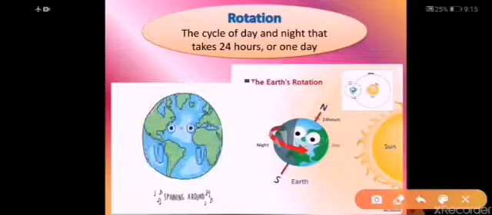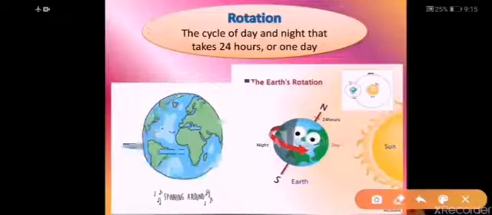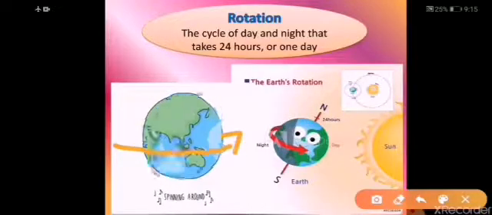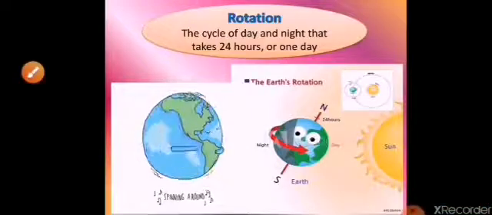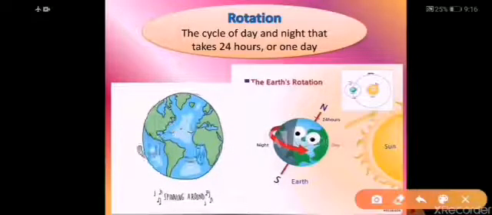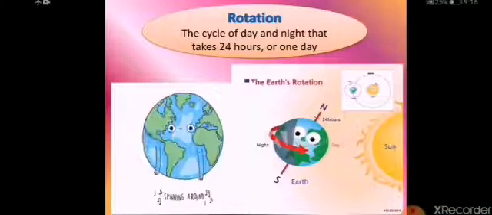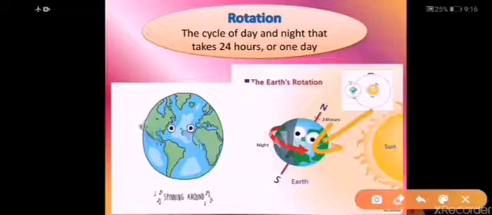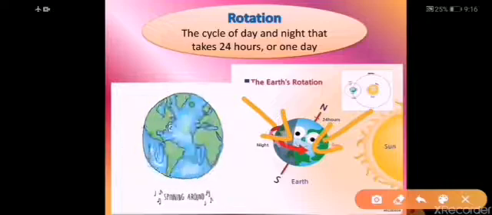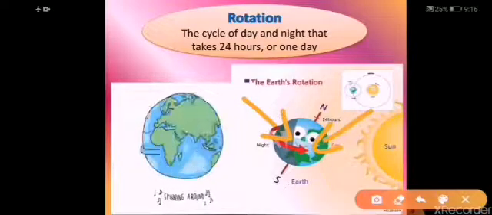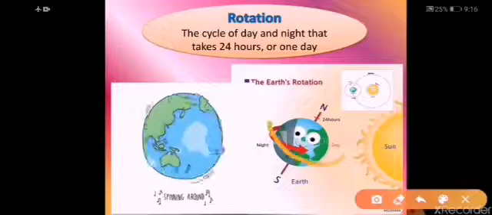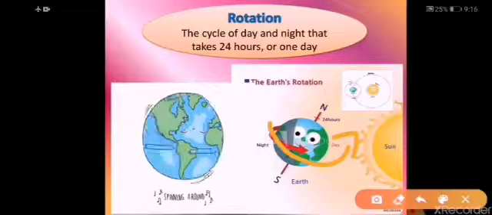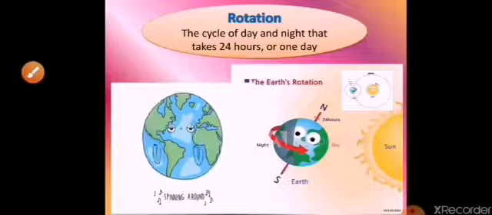Number one, the rotation means the cycle of day and night. It means that when the Earth is moving around itself like that, it causes the changes in day and night. If you look here, you will find that this part of the Earth that faces the sun will have daytime. Here is the day. And the opposite side of the Earth that is far from the sun, or points away from the sun, will have night time. And when the Earth moves around itself, it will make the day and night change again.